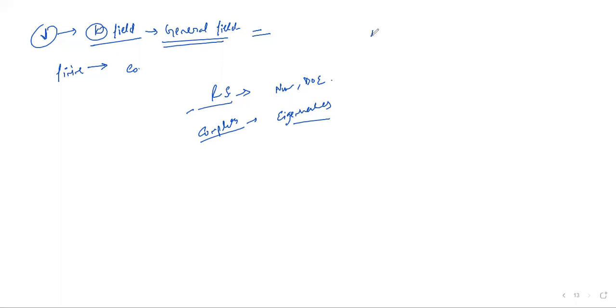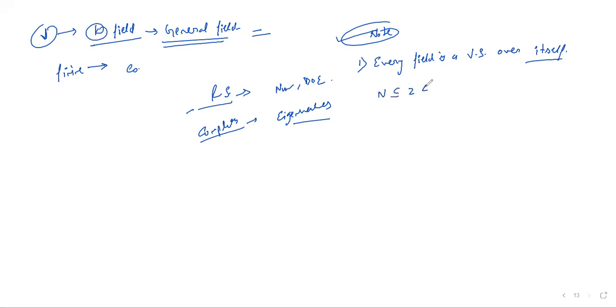Now there is a very important point: every field is a vector space over itself. Natural numbers are a subset of integers, integers are a subset of rationals, rationals are a subset of reals, and reals are a subset of complex numbers. Now we can see that complex over complex forms a vector space. Real over real forms a vector space. Rational over rational forms a vector space.